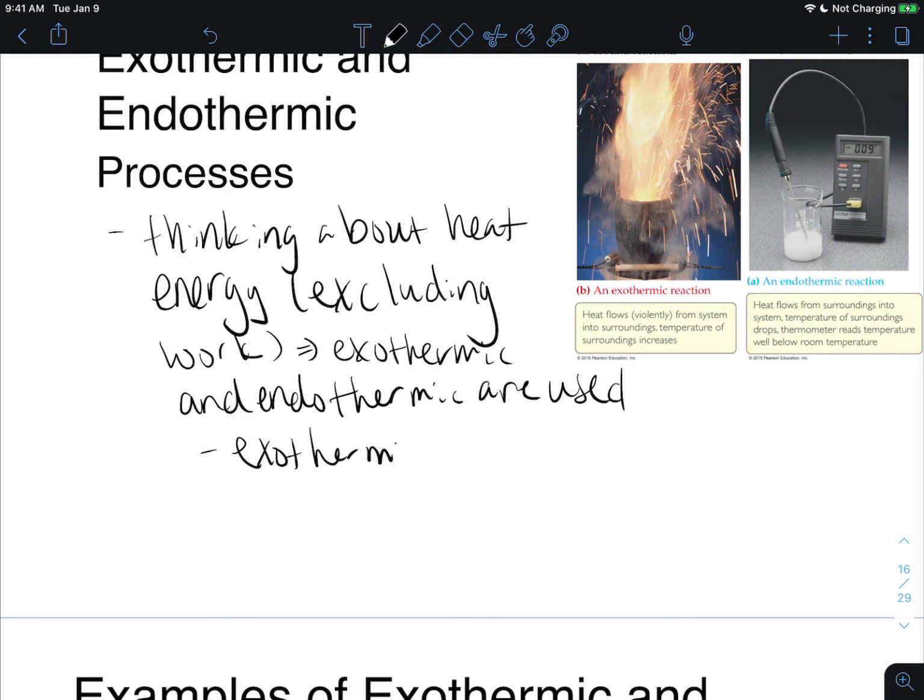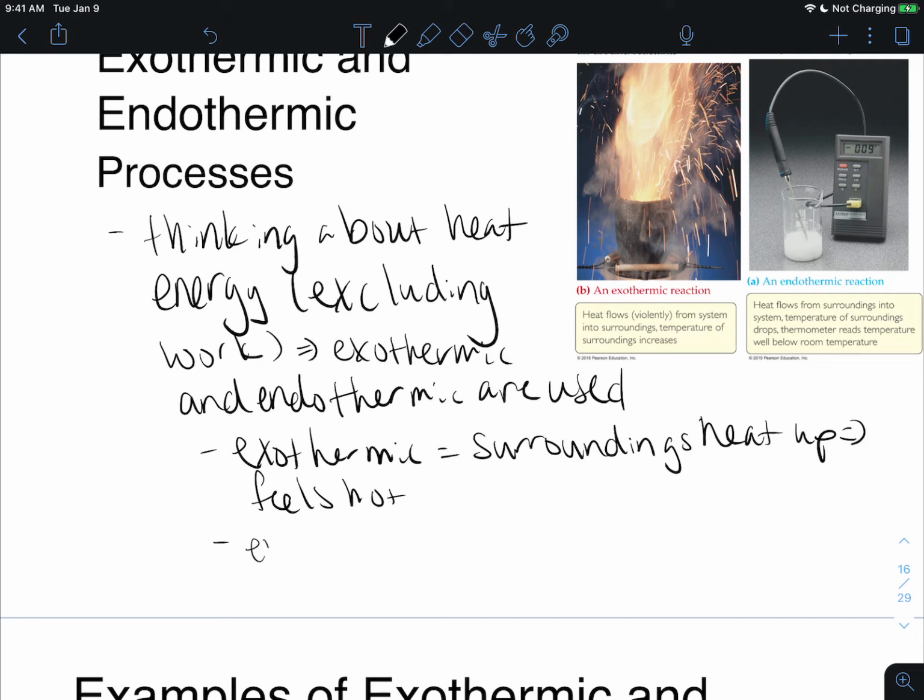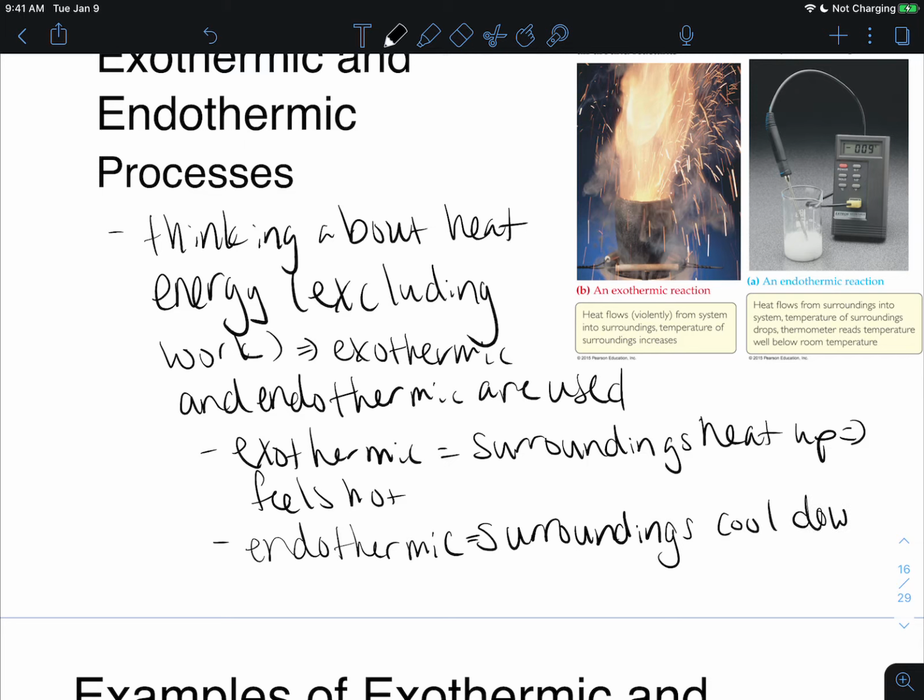So exothermic, surroundings heat up. So this feels hot. In endothermic, the surroundings cool down because they've lost heat, and this feels cool. Okay.